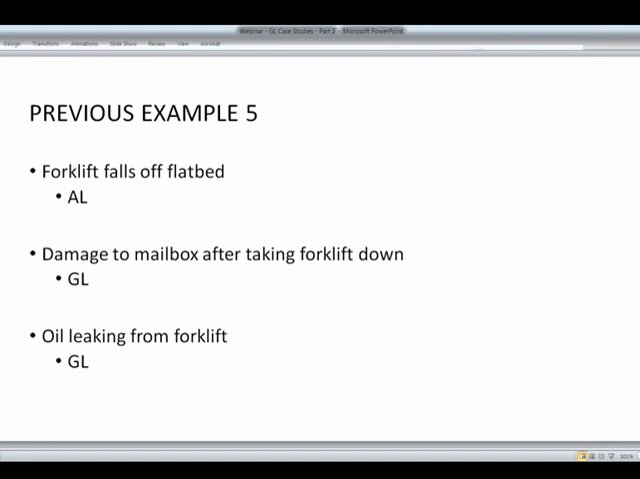So the forklift falling off while being moved is auto, but while the forklift is being used to load and unload, then it's GL. The damage to the forklift clearly is not covered under the auto or GL form, even if the insured did not own the forklift. Again, the same discussion we had earlier. It is because of the care, custody, control.